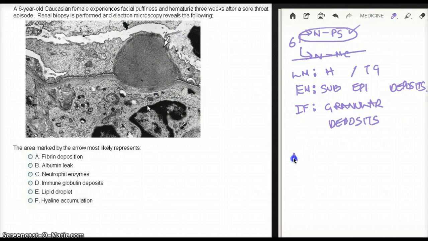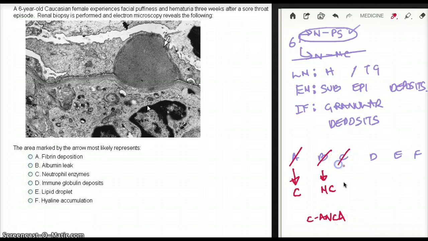Now I'm ready to look at the options. Option A shows fibrin deposition. Fibrin deposition is not the one because that is seen in crescents. Option B, albumin leak. That is actually seen in minimal change disease, so that is also not the answer. Neutrophil enzyme, if any of the kidney problems has to do with neutrophils, we're going to see it with Churg-Strauss or Wegener. So this is not neutrophil enzyme because those attack the anti-neutrophilic cytoplasmic antibodies, right? So somehow it would have been related to that, but it's not. So C is also out.